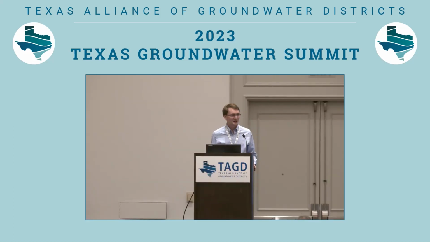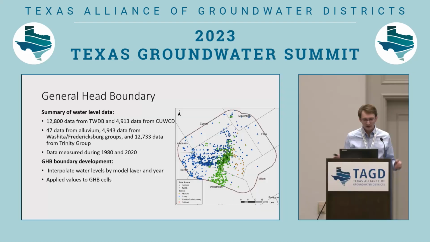For the perimeter, as I said, we used the general head boundary condition. This took a lot of data to develop because essentially what we needed to do was define a water level for every single one of these cells on the perimeter for each year. So we looked at 1980 to 2020, and we basically combined the Texas Water Development Board data set with the Clearwater data set, and we were able, per year, to create an interpolated surface of water levels that we then assigned to that cell.